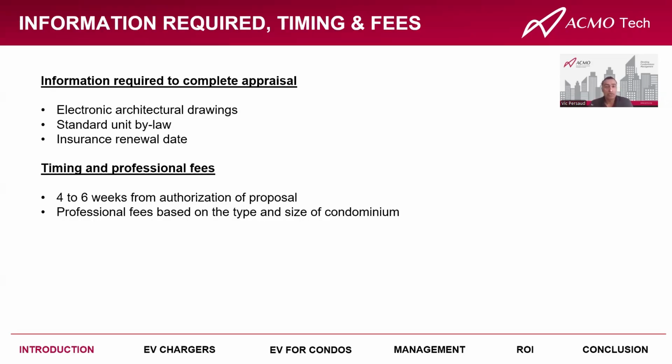When it comes to an appraisal, some of the information you will require are the electronic architectural drawings. These allow the appraiser to calculate the gross floor area of the building. The standard unit bylaw will allow the appraiser to determine any exclusions that are not part of the insurance for the condominium corporation. This could include floor finishes or countertops.